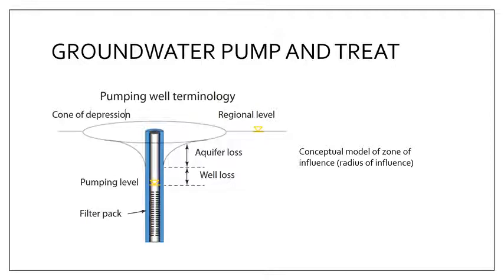Here's just a figure of your groundwater pump and treat method. Alright, so you have a well that is pumping out your water, and depending on the pumping rate, you can create a zone of influence called the cone of depression. And more or less, that area under the cone of depression will be pumped into the well and is available for treatment.